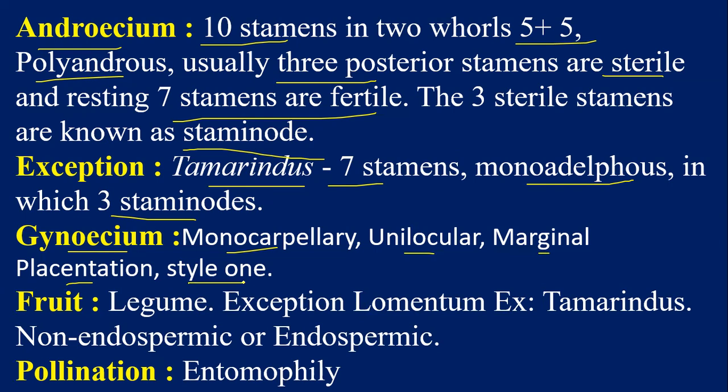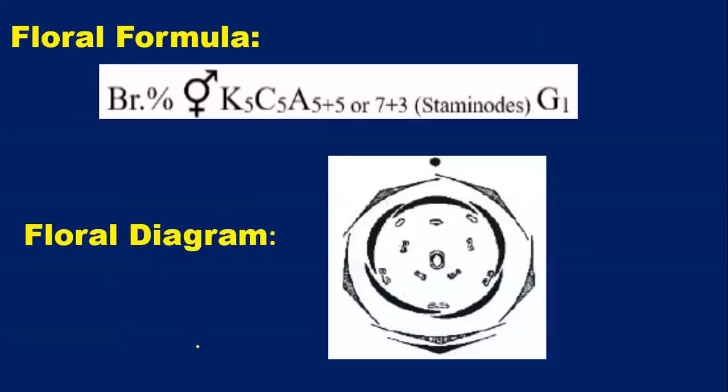Style is single. From the family name itself, you can understand that Leguminosae family members have legume type of fruit. Some exceptions are there. Lomentum type of fruit is seen in Tamarindus. Non-endospermic seeds. What do you know about non-endospermic seeds? Seeds do not have nutritive tissue in liquid form, so it may be stored in the cotyledon itself. So seeds are non-endospermic. Pollination takes place through insects, so it is called entomophily.